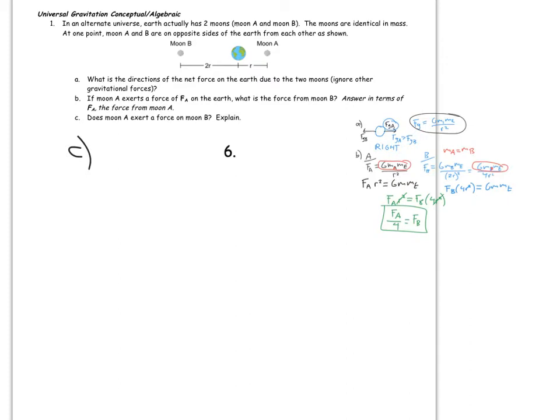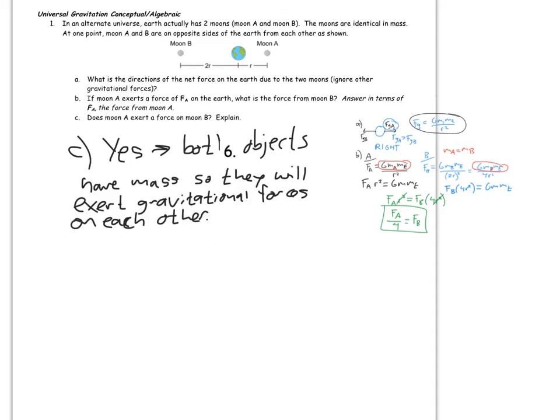For the last part here, it says, does moon A exert a force on moon B? And the answer is yes. Both objects have mass, and so therefore they will exert gravitational forces on each other. The fact that Earth is in between them does not block gravity. You can't block gravity by putting an object in between two objects.